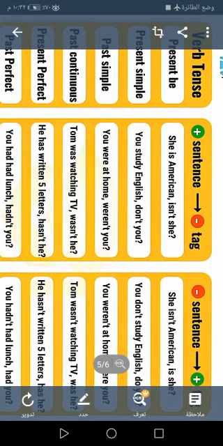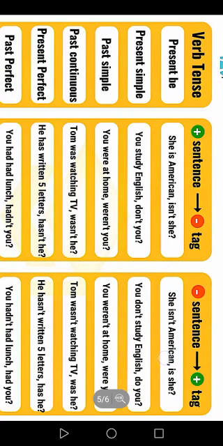On the right, she isn't American. Is she? Here she isn't, it's a negative sentence. Question tag must be positive. Is she? We can't say isn't she because isn't is negative. We must put here a positive question tag. Excellent.